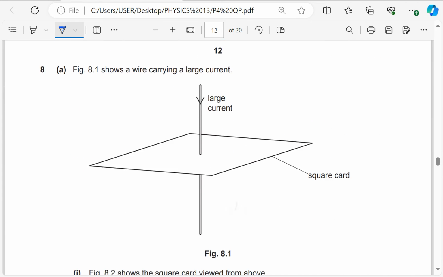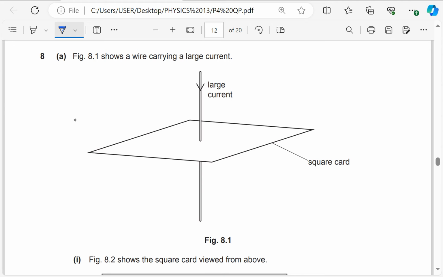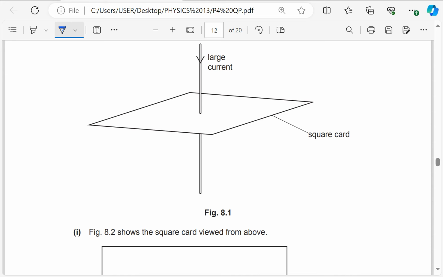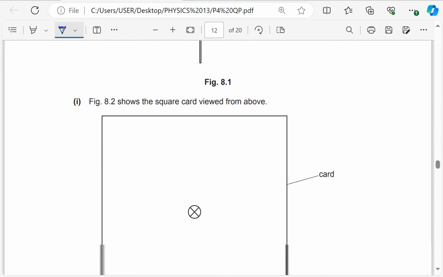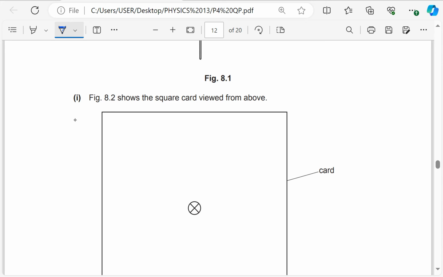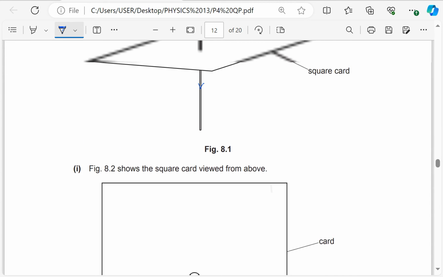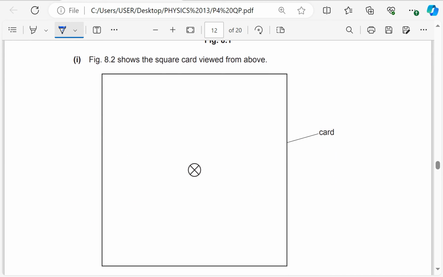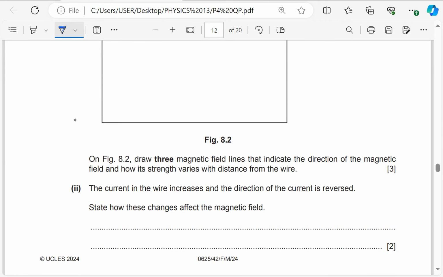Next is, I think, magnetic effects. The figure shows a wire carrying a large current. Okay, so the current is down into the page. The figure shows the square card viewed from above. So from above, if the current is into the page, we put a cross. So that's why we have this cross here. On the figure, draw 3 magnetic field lines that indicate the direction of the magnetic field and how its strength varies with the distance from the wire.